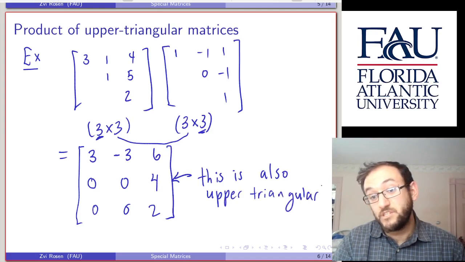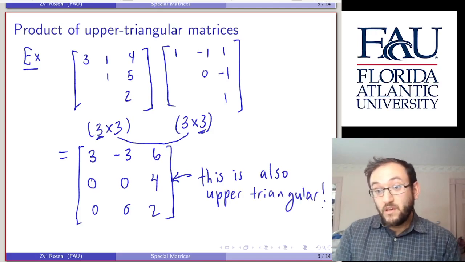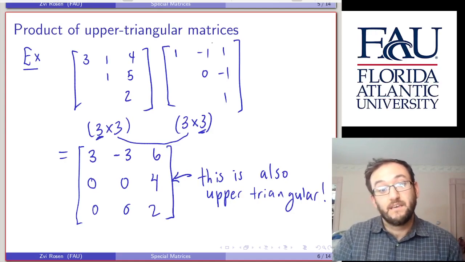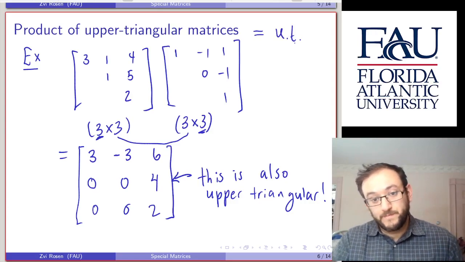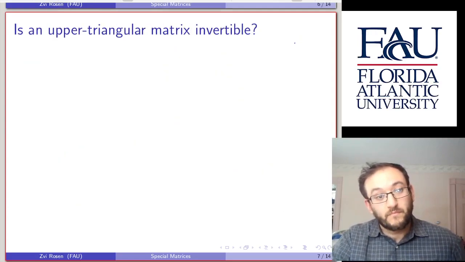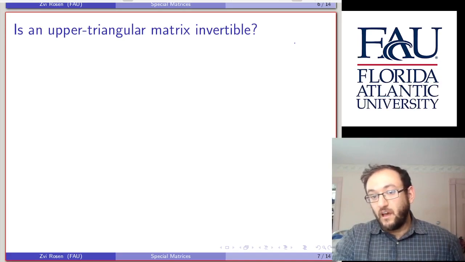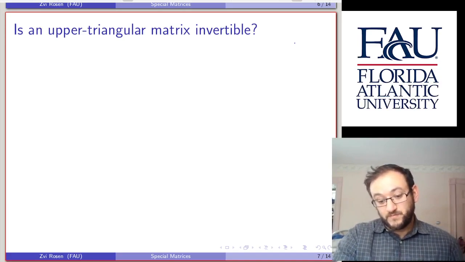And this is true in general. Whenever you multiply two upper triangular matrices, this will also be upper triangular. Okay? How can we tell if a given upper triangular matrix is invertible?